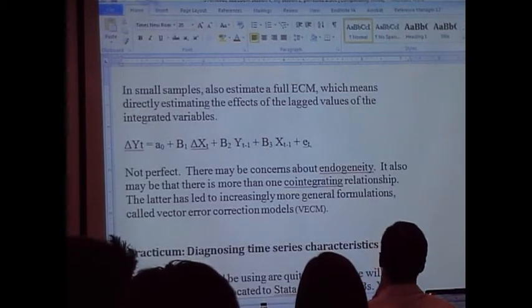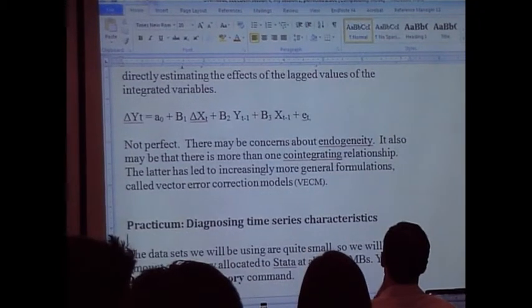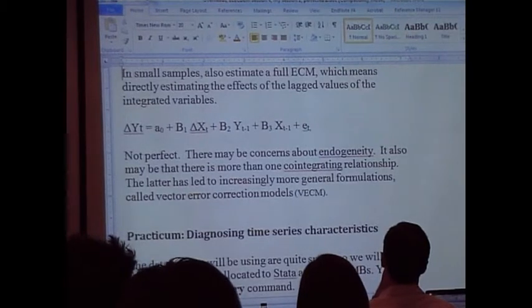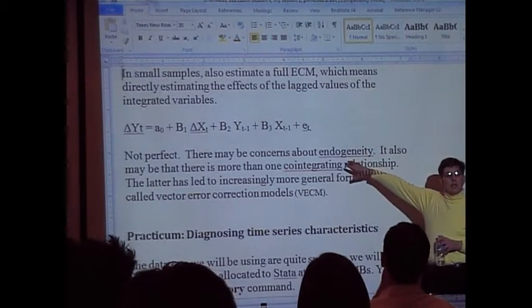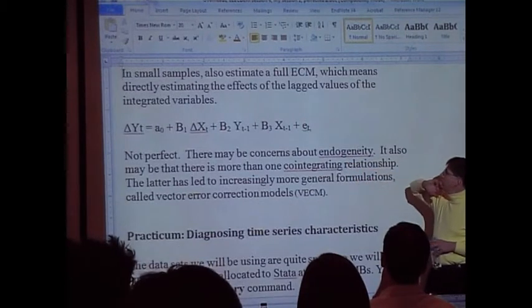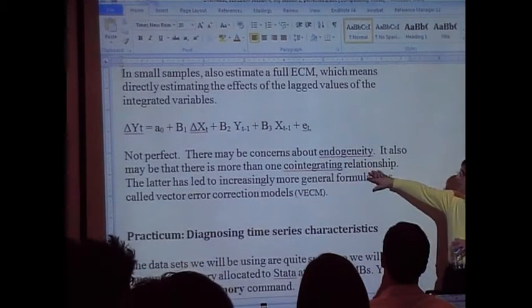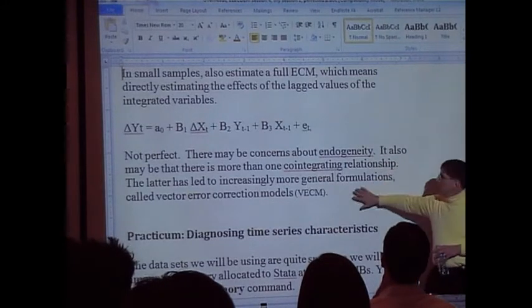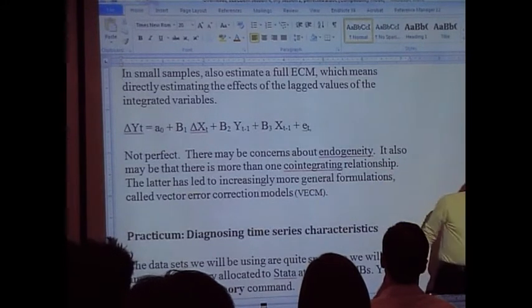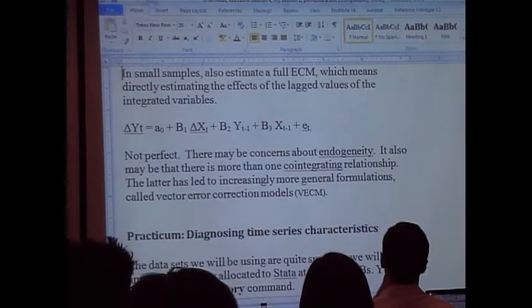Okay. This is not a perfect approach, and I'm happy to go over this. I fully expected to have to go over this. Just to be clear, it is not a perfect approach. You could have concerns about endogeneity here. You could have more than one co-integrating relationship that could be going on, and this has led to these vector error correction models, which I'm not going to foist upon you today. Much more complex mathematically.